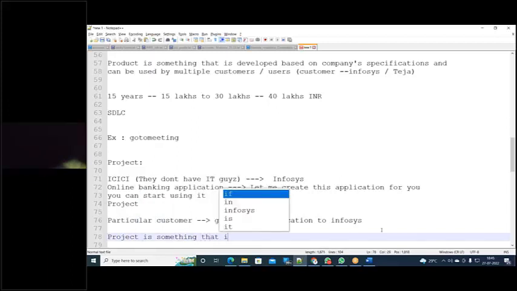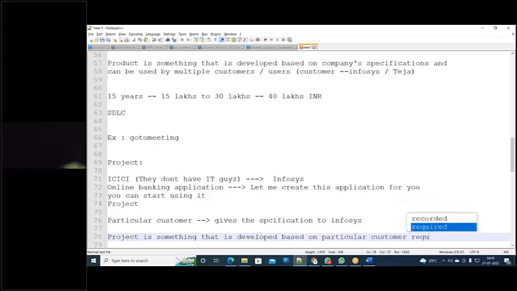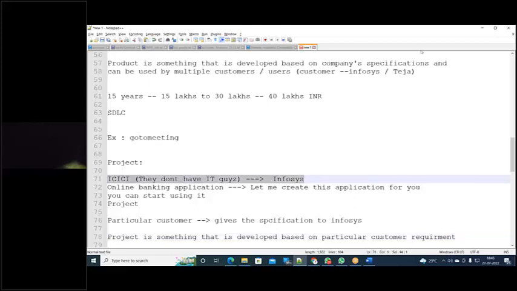A project is something that is developed. Developed here means manufactured or created, but we cannot use those words, so I'm using the word develop. It is developed based on a particular customer's requirement. So here, who is the customer in the example that I've given? Who is the customer, guys?